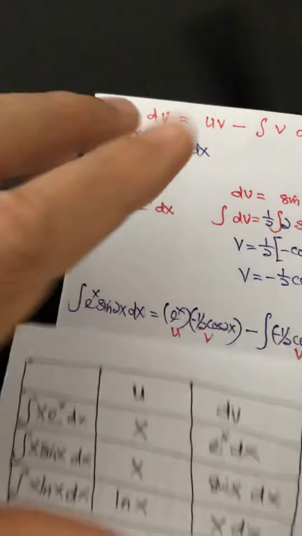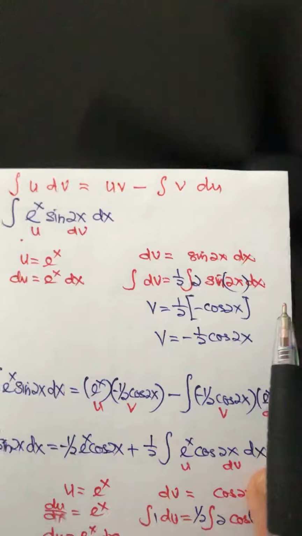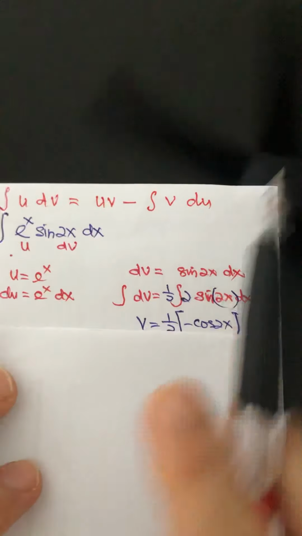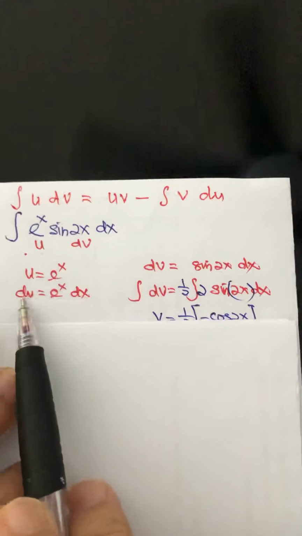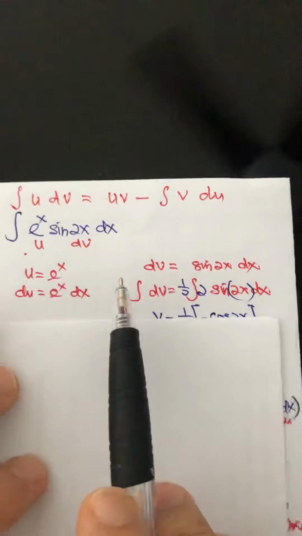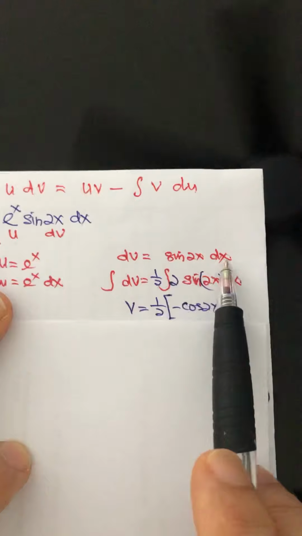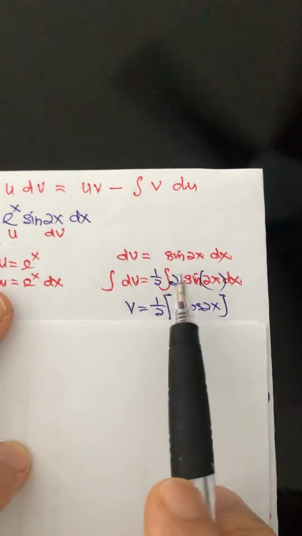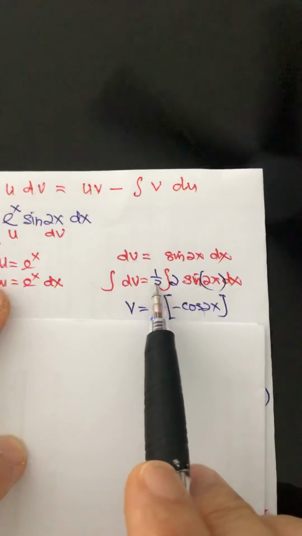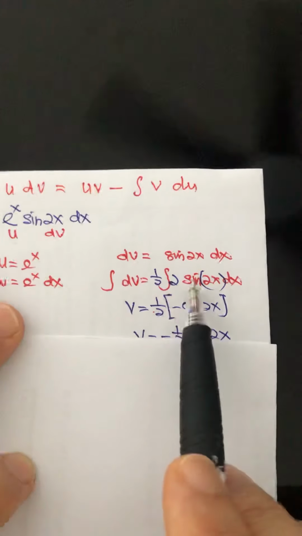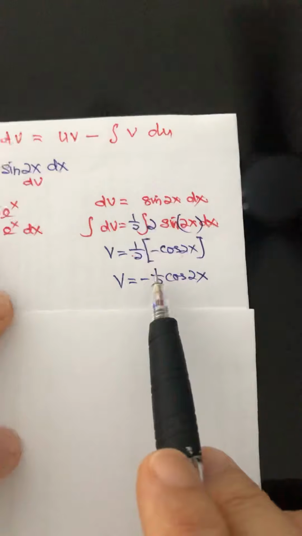So in this case, of course, you have to choose one. Okay, in this case, I choose the u to be e^x. So the u is e^x, then the du will be e^x dx. And then here dv will be sine 2x dx, then dv I integrate. So you want to integrate this one, 2x, you must have a 2, so half. Then you can integrate. So half integrate sine, you get negative cos, isn't it?